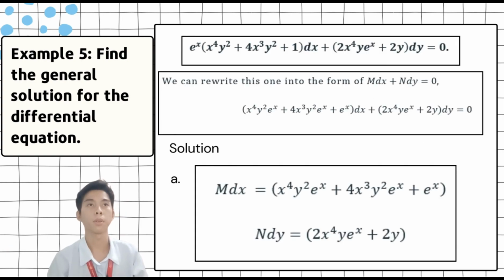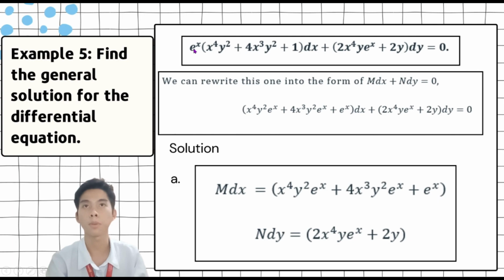So for our last example, example number 5, we find the general solution of the given differential equation using the exact equation. We have here e to the x times the quantity of x raised to the power of 4 y squared plus 4x cubed y squared plus 1, times dx, plus the quantity of 2x raised to the power of 4 y times e to the x plus 2y, dy, equals 0. We can rewrite this in the form of M dx plus N dy equals 0.